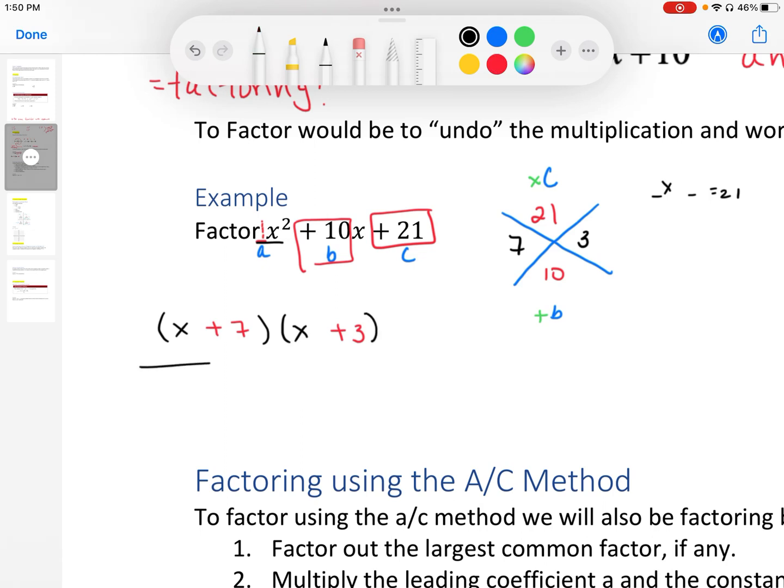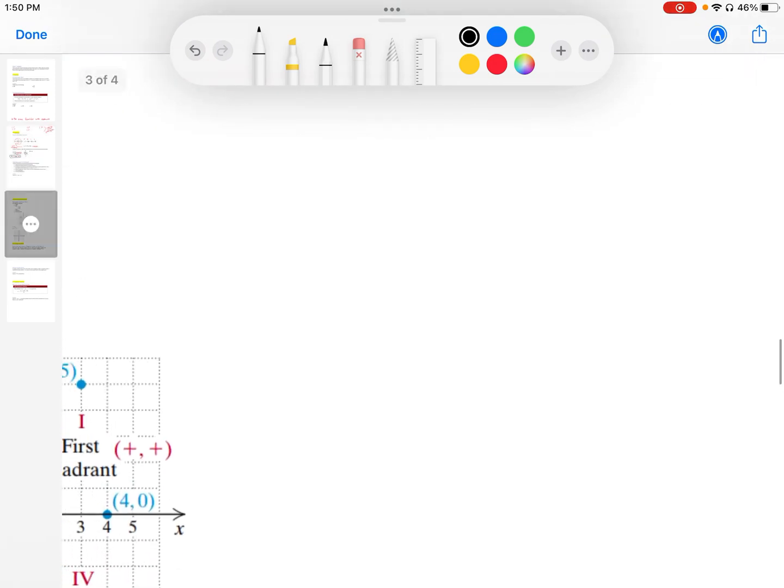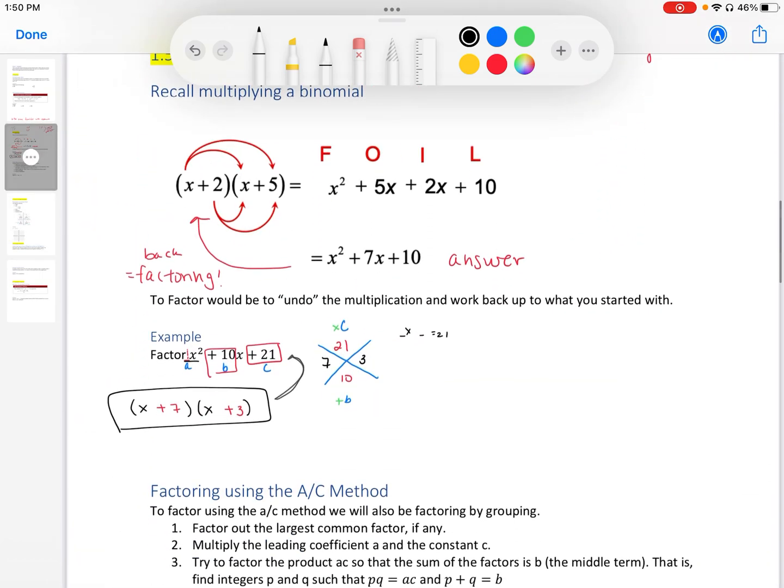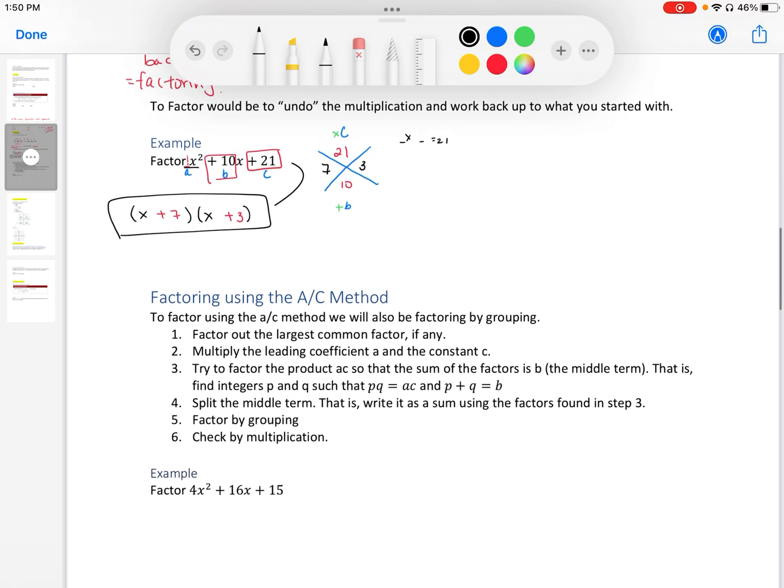So that when I try to multiply these 2 factors, I would result back into, if I try to multiply, I will result back on this side. Now that's probably the easier situation of factoring.